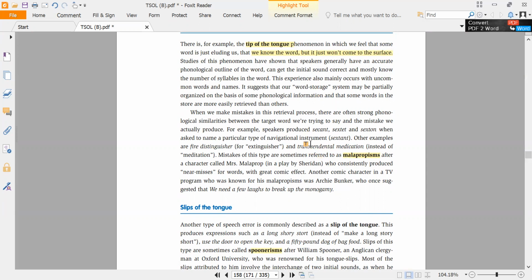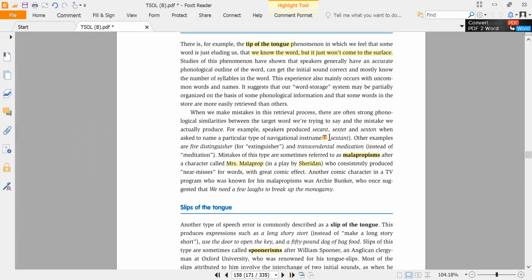This word malapropism has actually come from the name of Mrs. Malaprop, who was a kind of funny character in a play, right? This play was written by this author. So she would produce, very frequently, near misses for words. Near misses for words means when we have a word and we mistakenly utter a word much similar to that word, right? So some examples are here.